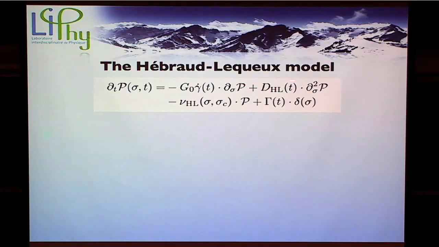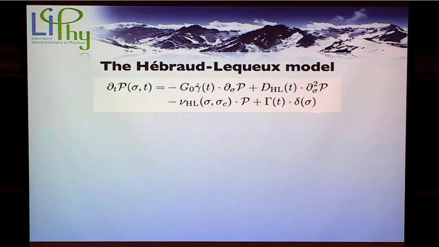It's called the Hébraud-Lequeux model. It has been a little bit forgotten. Not many people study this equation. What it describes is the exact same scenario that I showed you before: you look at the probability distribution of stresses, which is changed due to the shear rate. This is the gradient term. Then this term describes the rate to break when you're above sigma c. This is your local yield criterion. And then this is the rate with which you go here to zero.